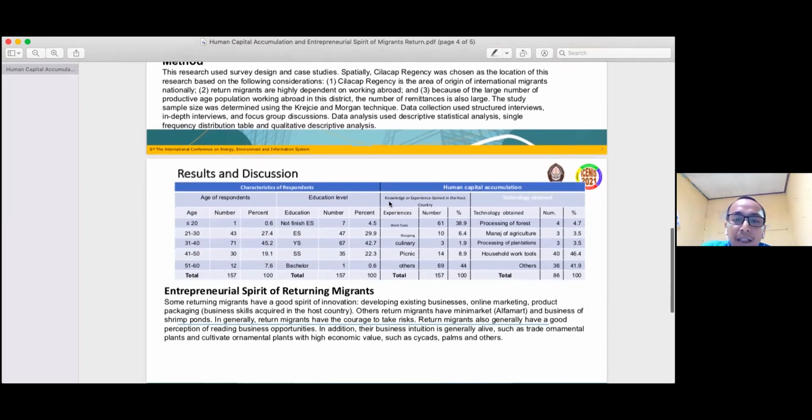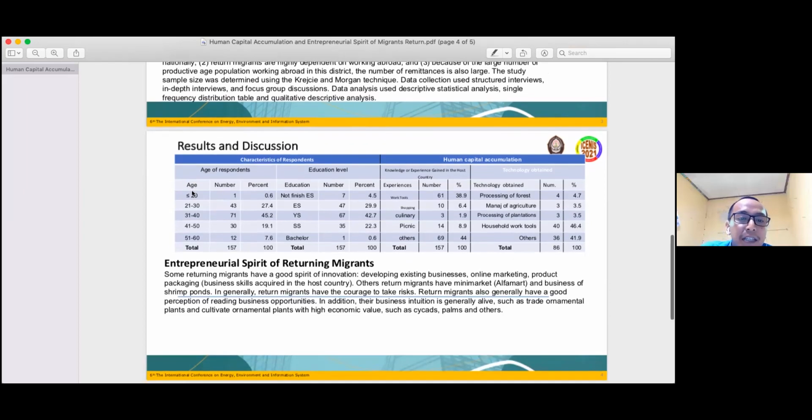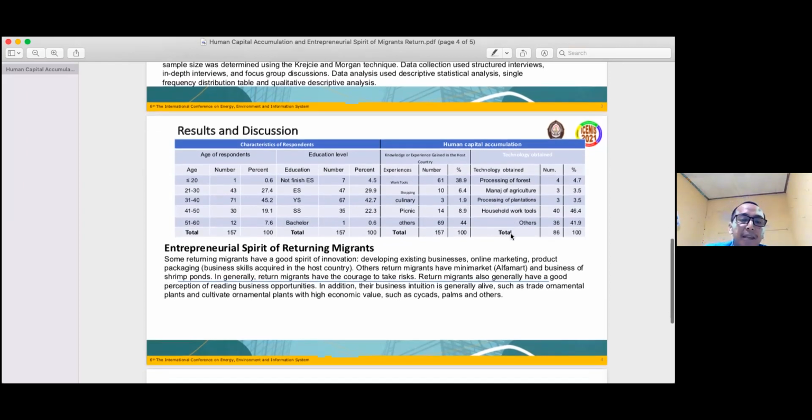Please look at the table in the picture, characteristics of respondents. On the right, human capital accumulation. Age 20 to 60, number, percent, education level, and experience, number. Low technology obtained includes the processing of forest, management of agriculture, processing of plantation, household work tools, and others.